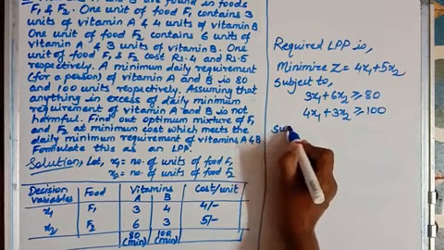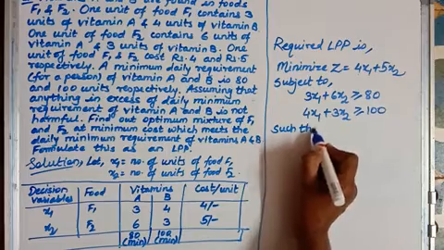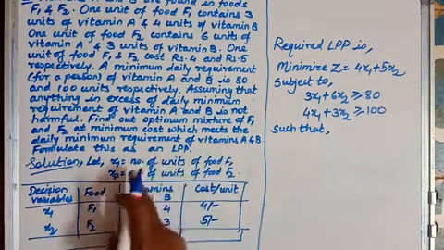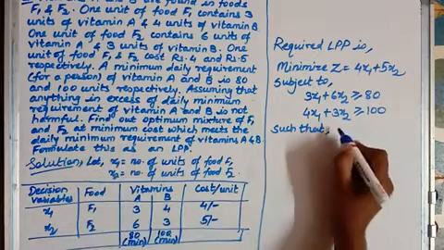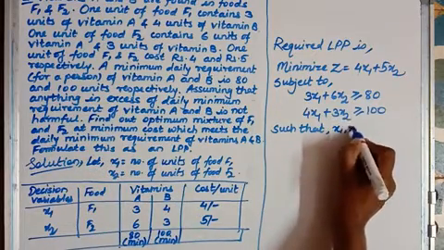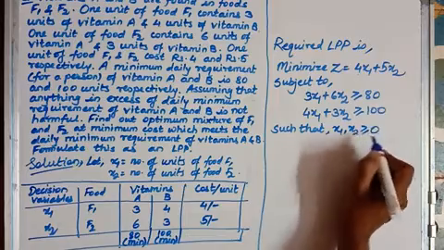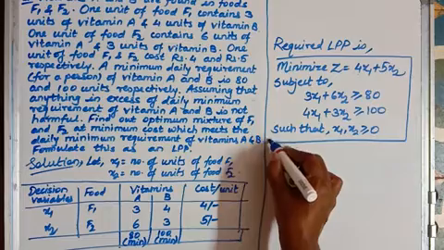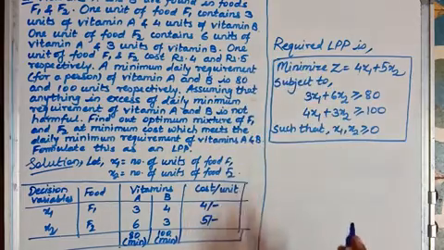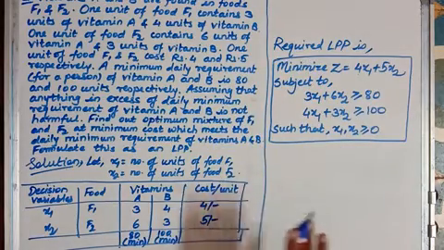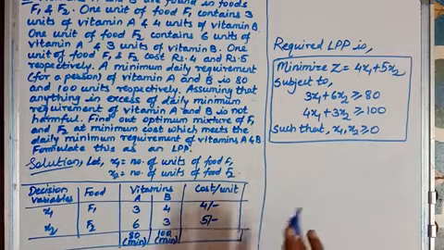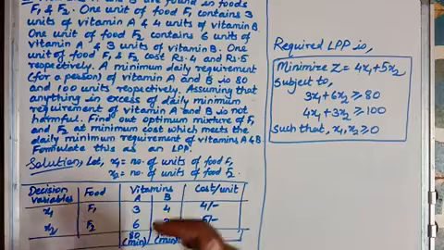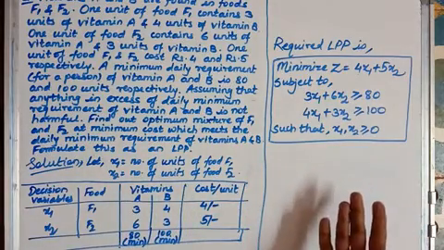Such that, now clearly the number of units of foods F1 and F2 are non-negative. So x1, x2 greater than or equal to 0. This is our required LPP here. Now this is all about the formulation of LPP, and I have taken 3 different types of problems here. So according to a given problem, you can easily formulate the table and then write down an LPP.